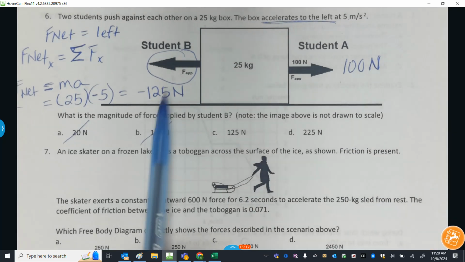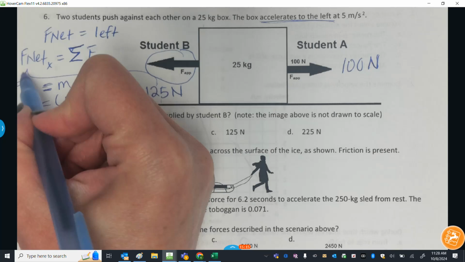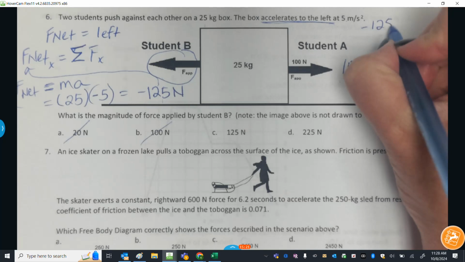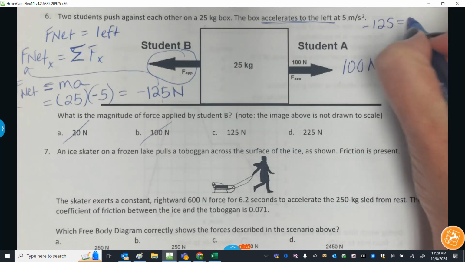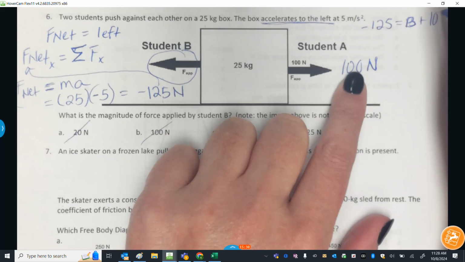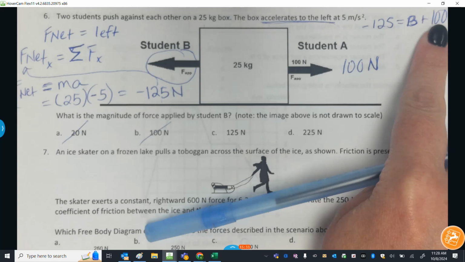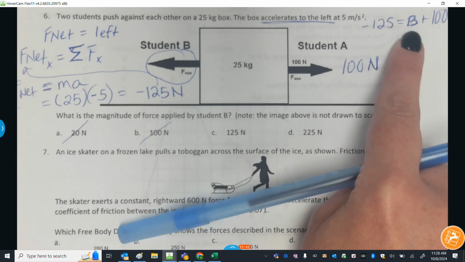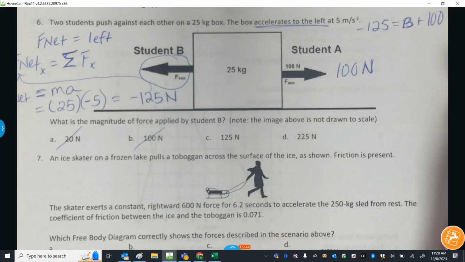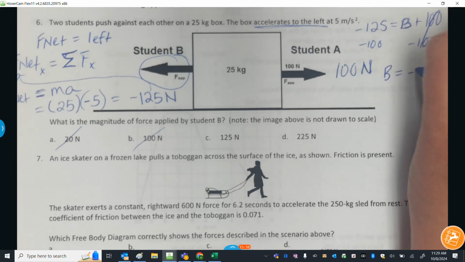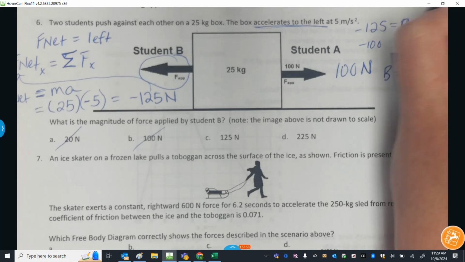So again, that's my net force. Now we're going to plug it in up here into this equation. The net force is equal to the sum of my forces. Negative 125 is equal to student B's force plus student A's force. Student A's force is given to me as 100. Student A's force is to the right, so it's positive 100. The net force was to the left, so it's negative 125. Do make sure you use the right signs, otherwise it will throw you off your answer. So if I want to solve for student B's force, I just need to isolate this. I'm going to subtract 100 from both sides. And that means that student B's force is negative 225 newtons.